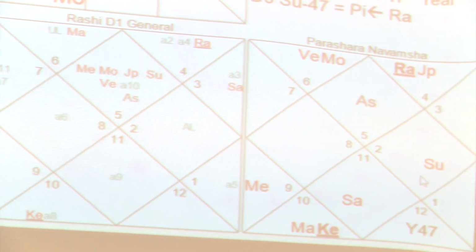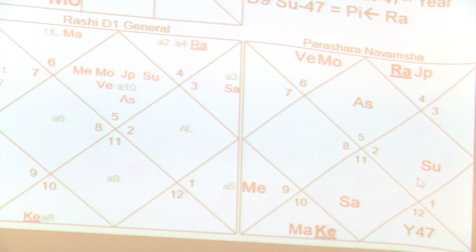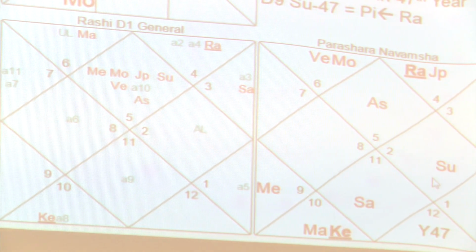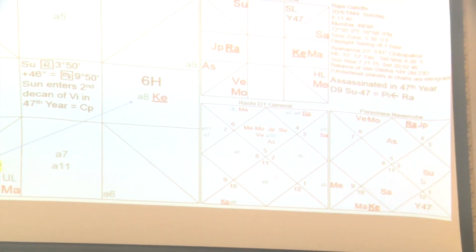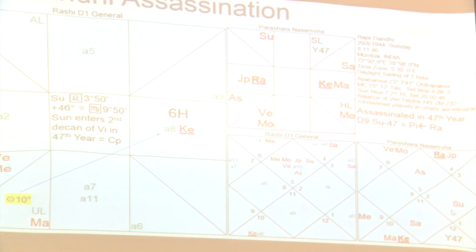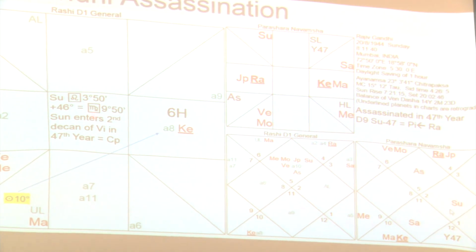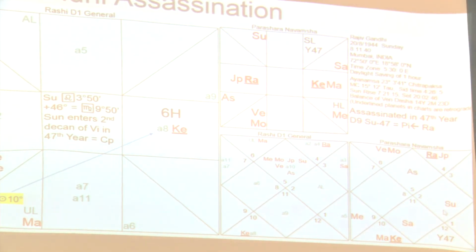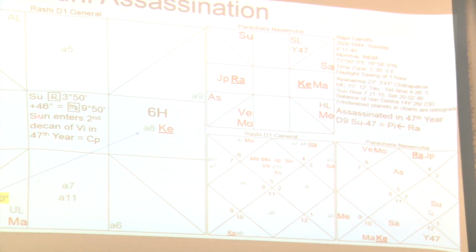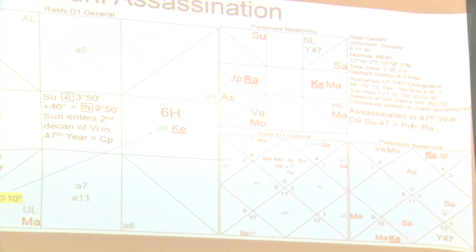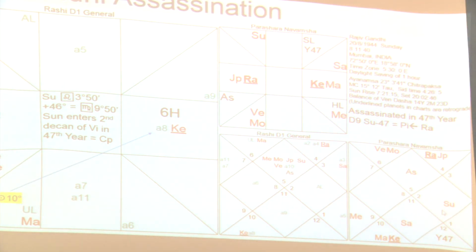Now if he's Leo, 1, 2, 3, 4, 5. This is Leo Ascendant. And we see that the Sun is in the Leo Ascendant at 3 degrees 50 minutes. He was assassinated in his 47th year. So I add 46 degrees to this. Since it was 47, I add 46 degrees. I am getting Virgo 9 degrees 50 minutes. So what do I find? That in the 47th year, the Sun is about to enter the 10th degree of Virgo. I see that, right? The Sun is about to enter the 10th degree of Virgo.